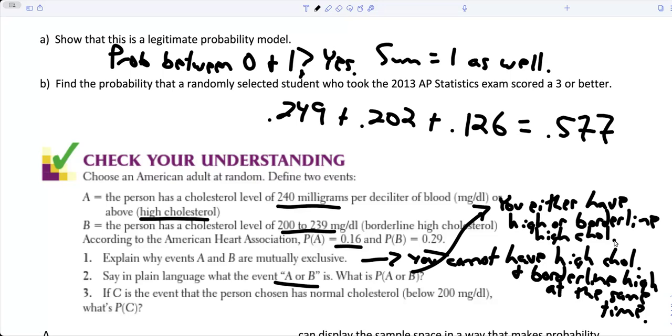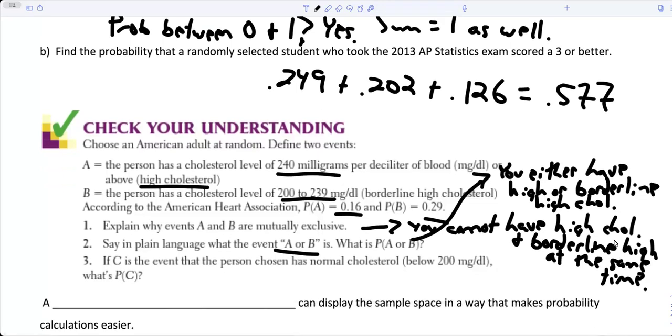And what is that probability? Since these two events are mutually exclusive, we are going to add them together. So we got 0.16 plus 0.29, which is 0.45. Meaning, that's not good, right? Approximately 45% of adults have high or borderline high cholesterol.